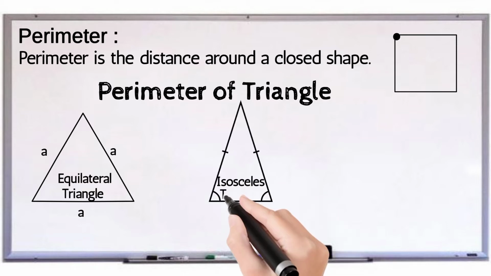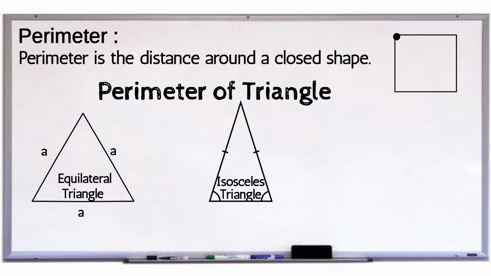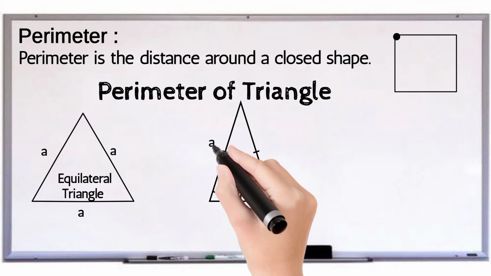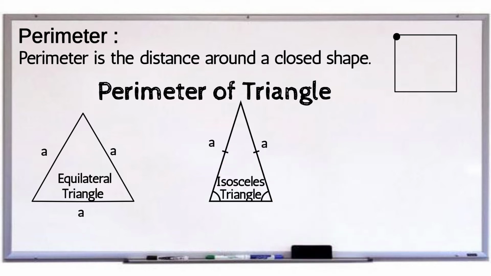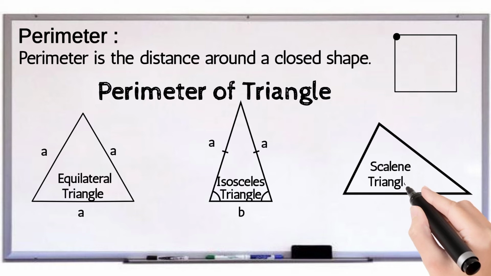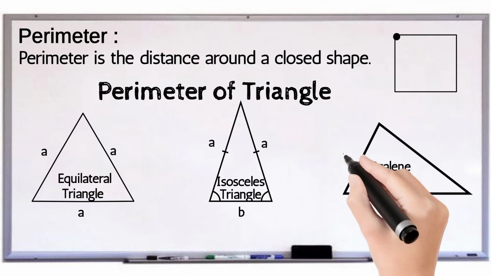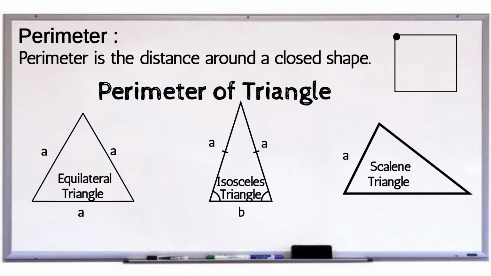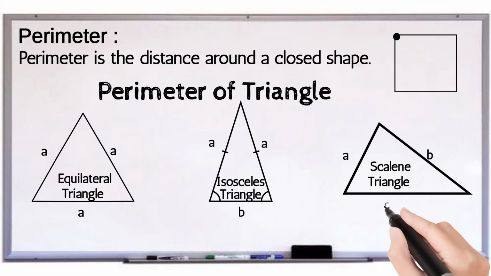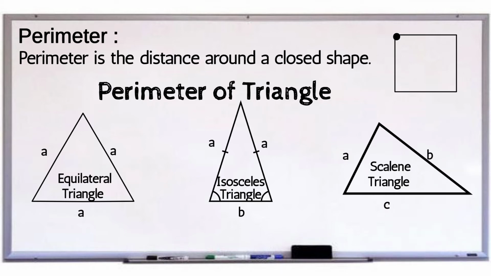Second type is isosceles triangle. In this triangle, any two of its sides are equal in length. If one side is A, then the second side will also be A, but the third one will be different, that is B. Third type is scalene triangle. In this triangle, all sides are of different lengths. Let us say if one side is A, then the second will be B and third will be C.